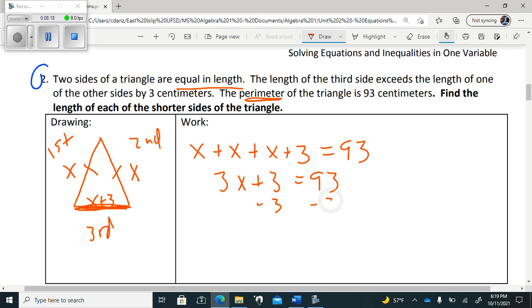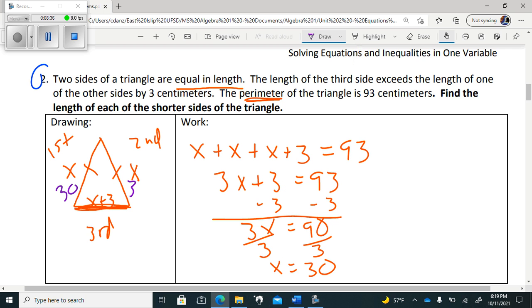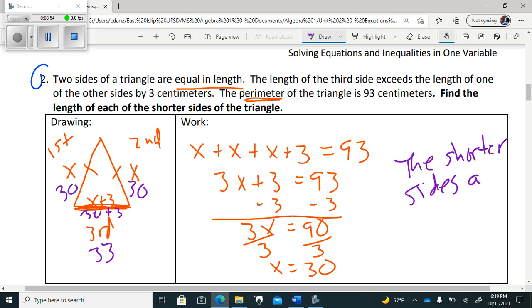I'll subtract 3 from both sides, and I'll divide both sides by 3. I get that x is 30. So if I go back to my drawing, one of the legs is 30, the other leg is 30, and then 30 plus 3, the base would be 33. It says find the length of each of the shorter sides. The shorter sides are 30 centimeters each.